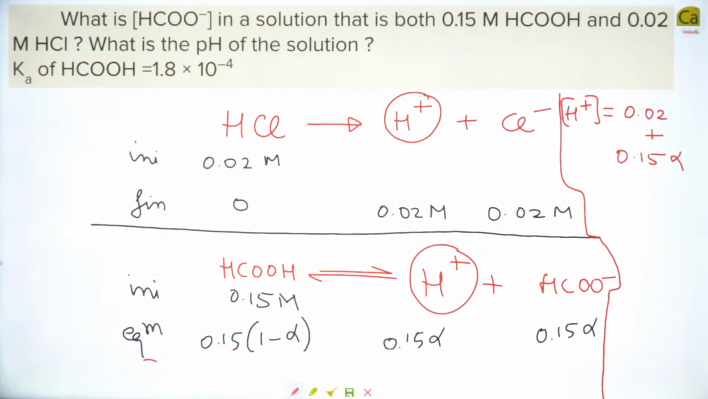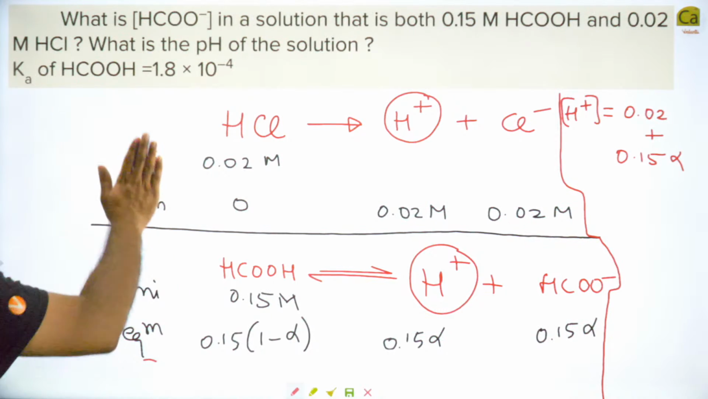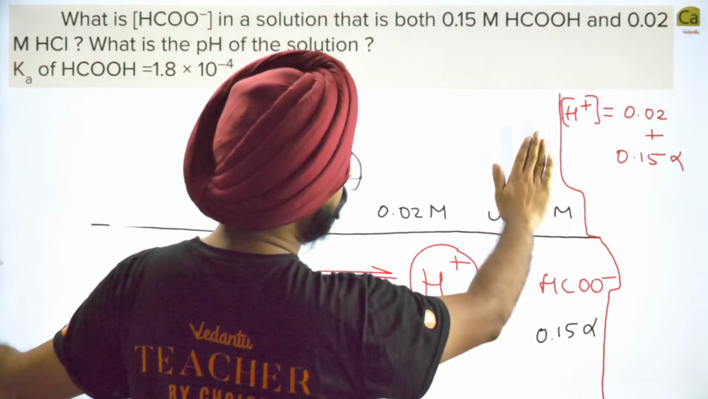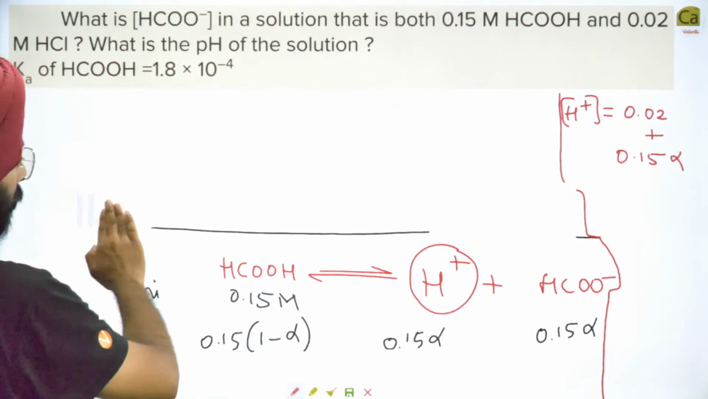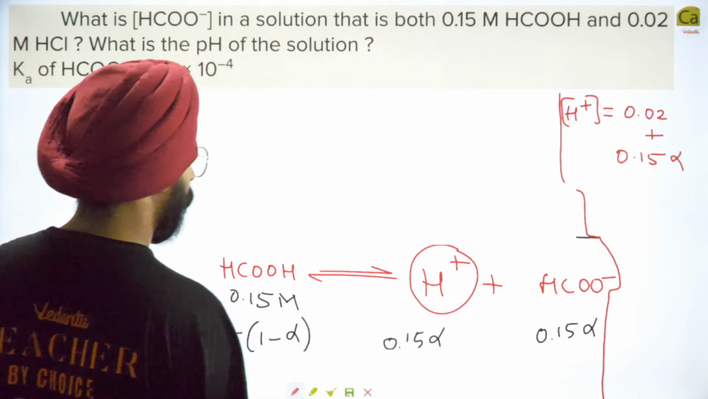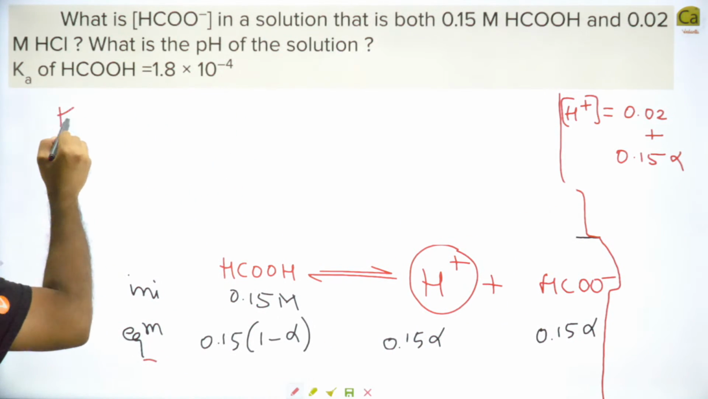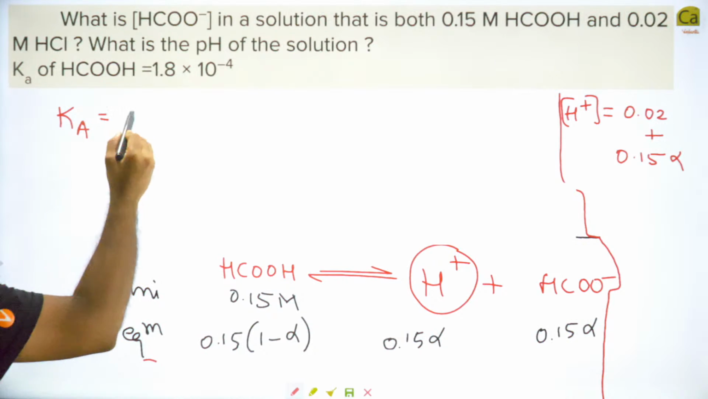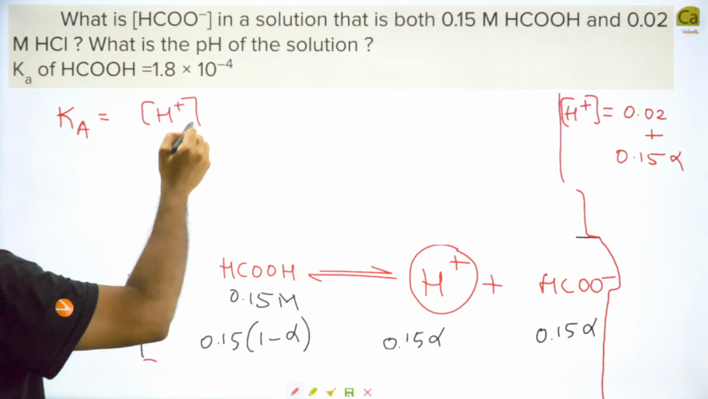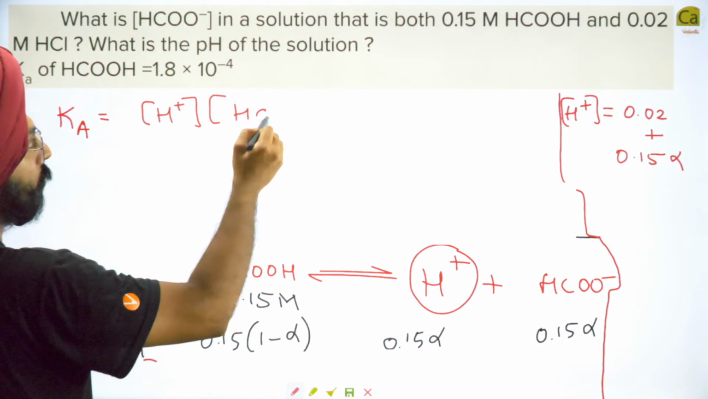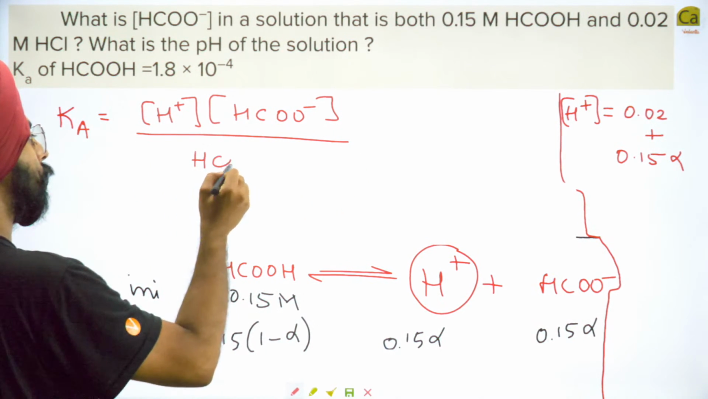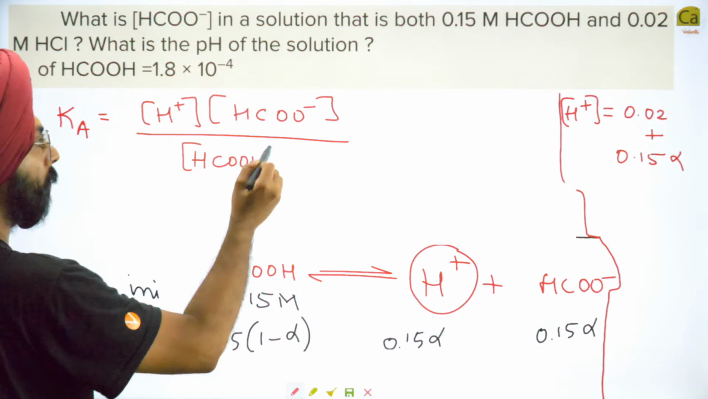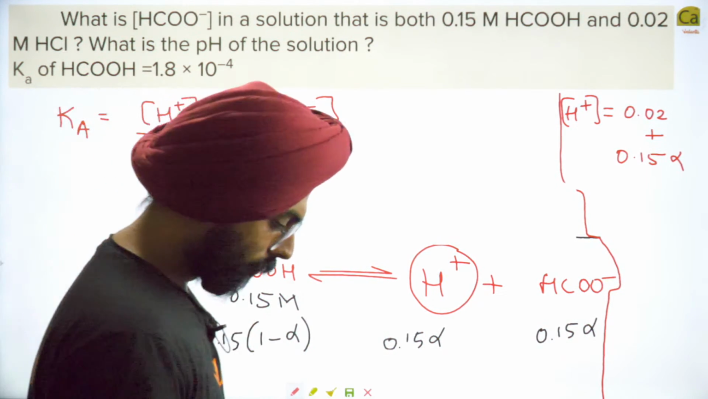Have a look at it once. I'm going to erase quite a lot of things. Let's go. I'm going to erase the top part of this particular page. Let's try to do a little calculation here. So over here, can I say that Ka is equal to H positive concentration into HCOO negative concentration divided by HCOOH concentration, isn't it?